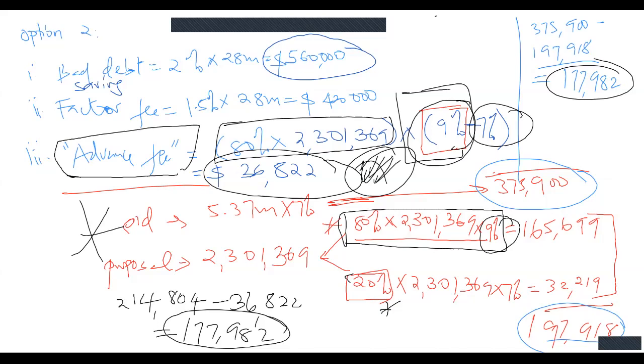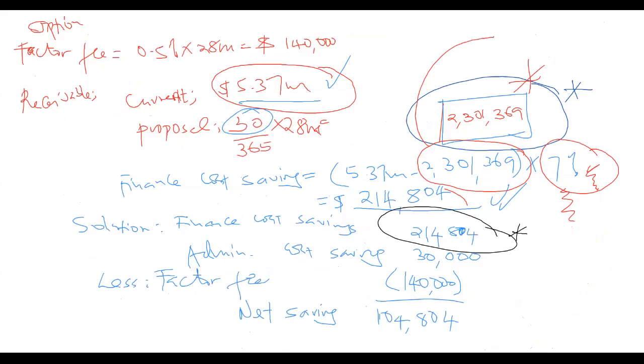One more thing. In option one, we didn't include the bad debt fee. Yes, we didn't include it because in option one, it's a full recourse. It is not without recourse. It's a full recourse, so the company bears the bad debt. So there's no saving. Even in the first scenario, it incurred the same bad debt, so there was no change. We have not been told about any decrease or increase in the bad debt. We assume it remains as it was before. Yes. All right, thank you.